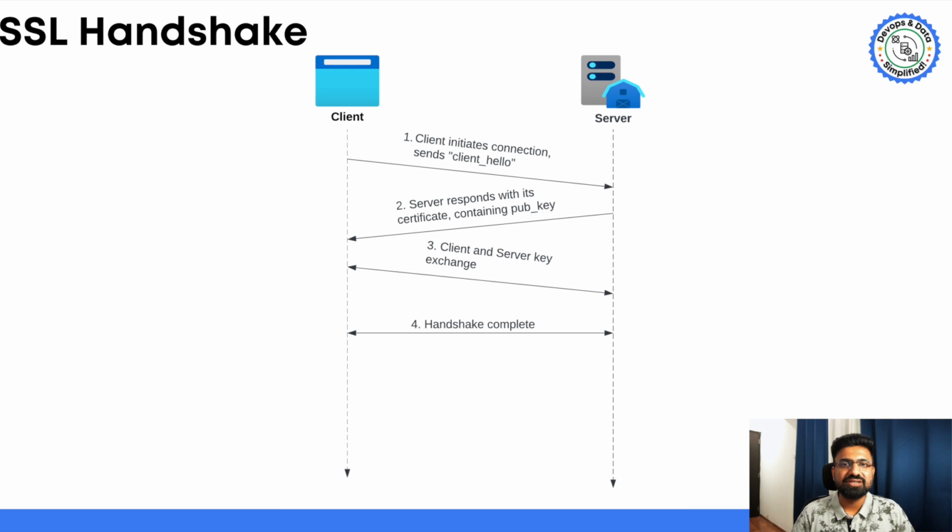Now let's get into how it actually works. The core of SSL encryption lies in a handshake. First, the client, usually the web browser, sends a client hello message to the server telling it what encryption algorithm it supports. The server then responds with server hello, sending its certificate to the client, which includes its public key. Then the client and server exchange the keys based on the agreed upon algorithm. And once the handshake is complete, all the communication between the client and server is encrypted.